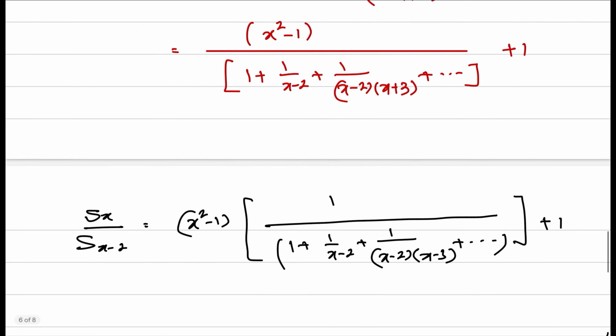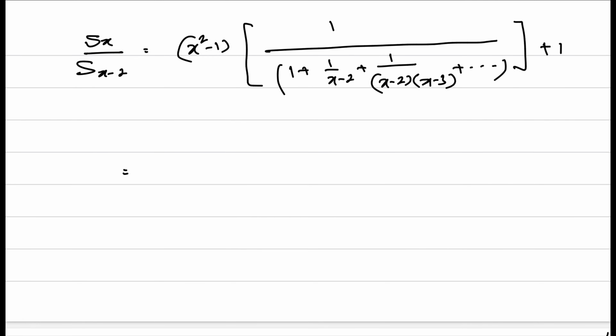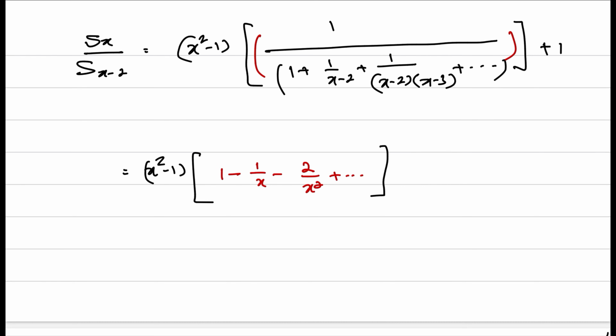plus 1. Now, let us take x square minus 1 outside, we have already taken. This particular value, whatever is in the red brackets, that will be 1 minus 1 by x minus 2 by x square, from series and sequence. This is your homework.